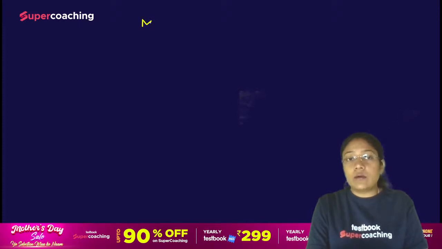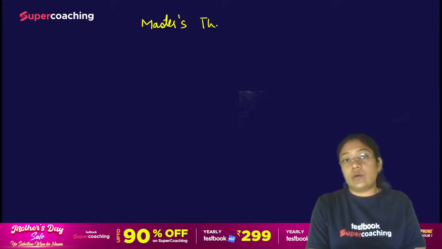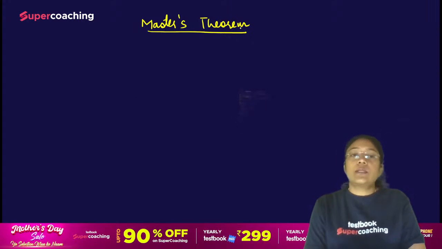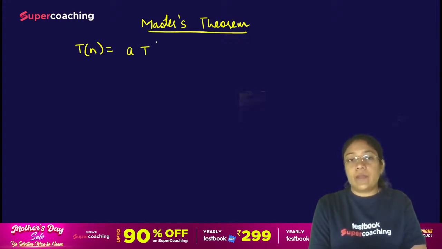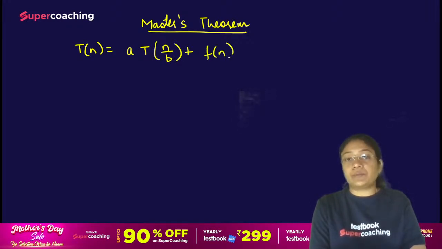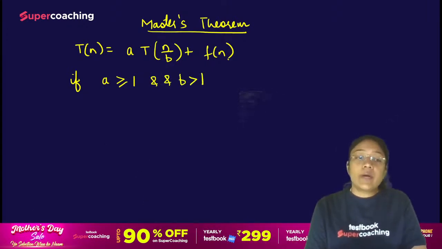So the third method for solving the recurrence relation is master's theorem. Now this master's theorem says, we have already discussed the condition, this is applicable when T(n) = aT(n/b) + f(n). This is applicable if a is greater than or equal to 1 and b is strictly greater than 1. Okay, तो solve करने का तरीका क्या है?